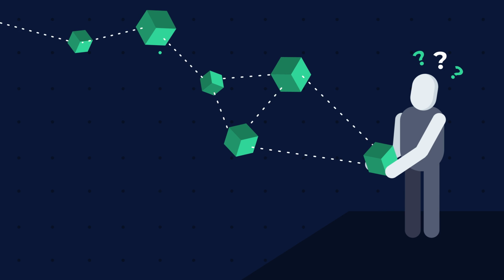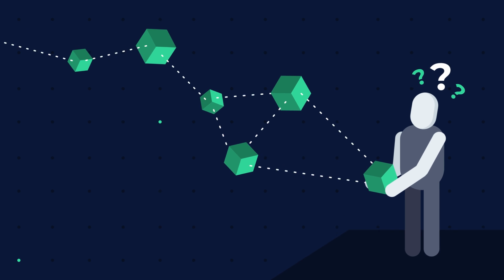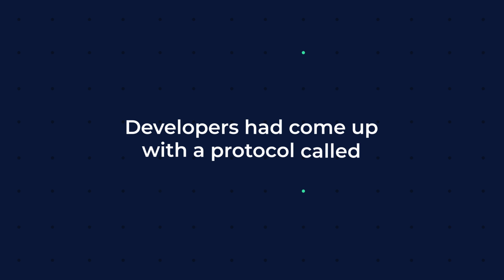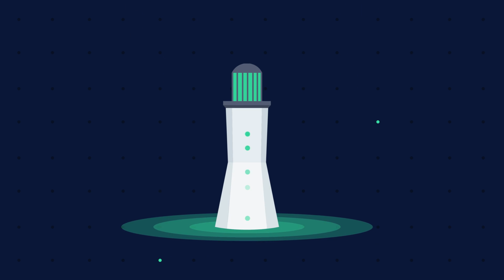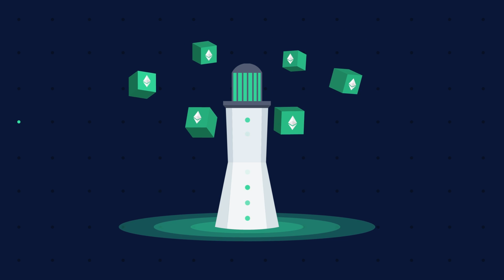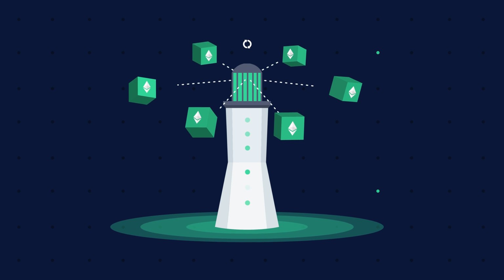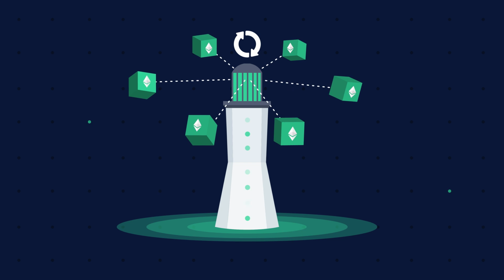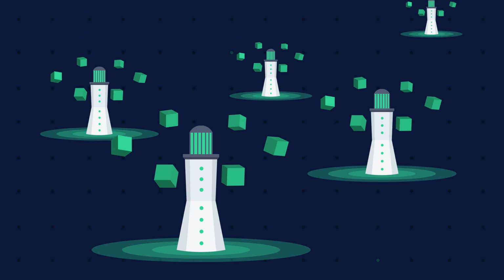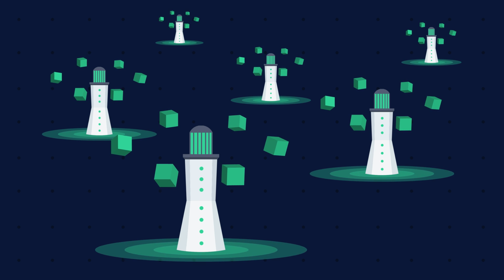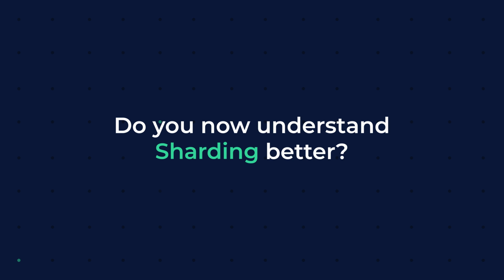That is also the tricky part, but to solve this issue, developers had come up with a protocol called Beacon Chain. Beacon Chain is a consensus layer which enables the communication between separate Ethereum shards and makes sure they all stay in sync with one another, thus coordinating the whole network. In the current blockchain space, there are already several blockchains which utilize the sharding technology and are trying to solve the scalability dilemma. Do you understand sharding better?